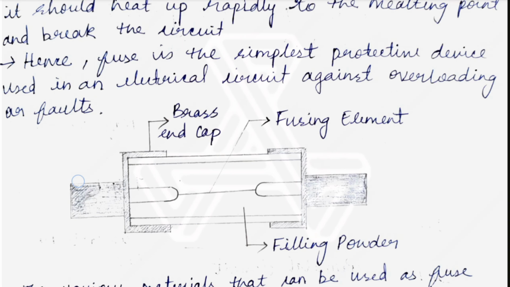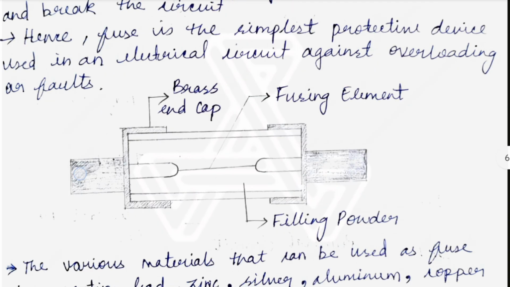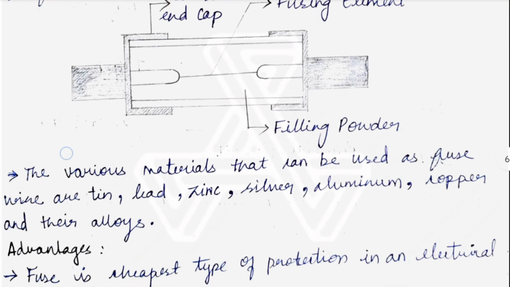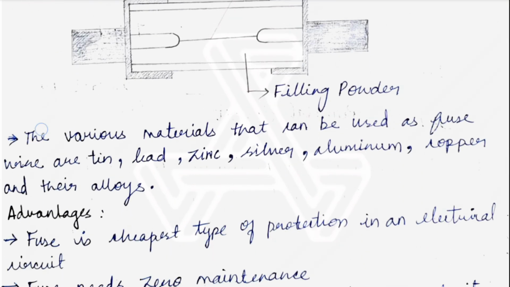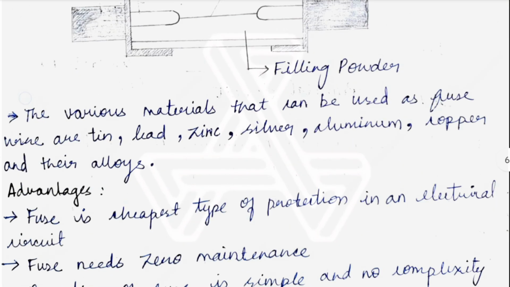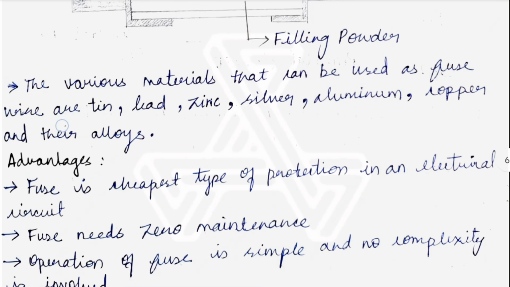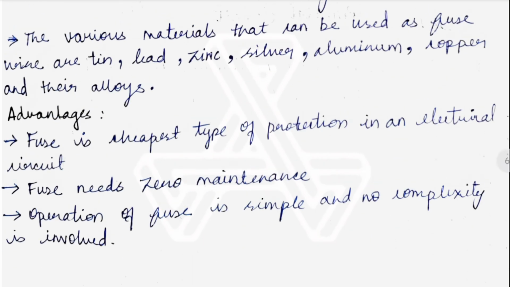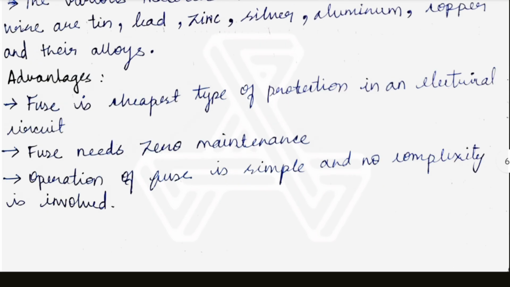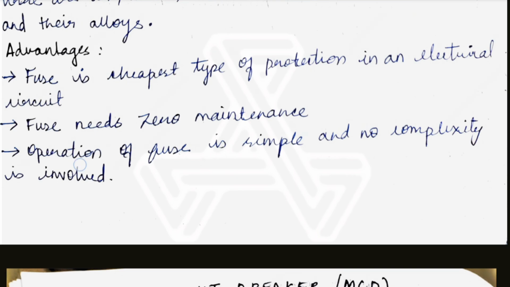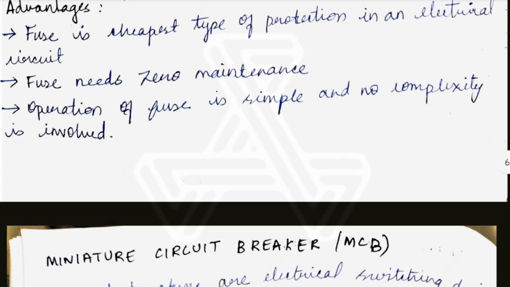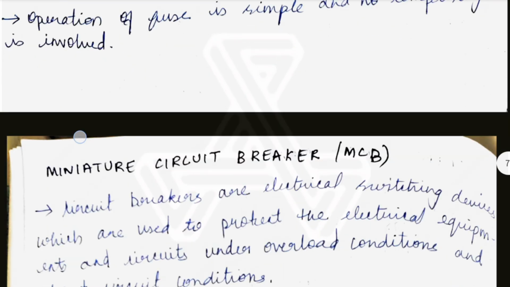Fusing element, filling powder, brass, and cap. The various materials that can be used as fuse wire are tin, lead, zinc, silver, aluminum, copper, and their alloys. Advantages: fuse is the cheapest type of protection in an electrical circuit. Fuse needs zero maintenance. Operation of fuse is simple and no complexity involved.